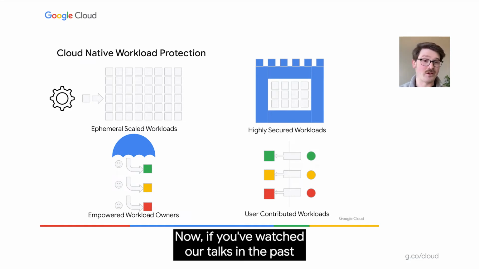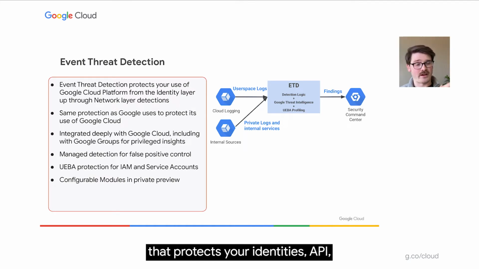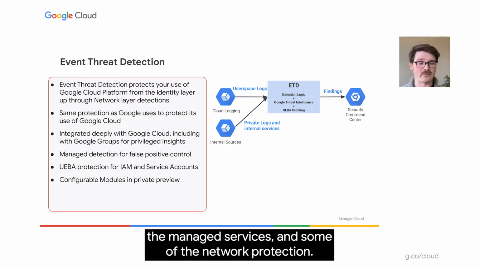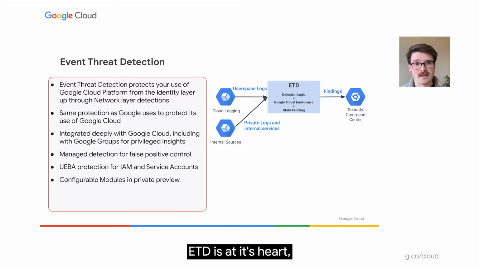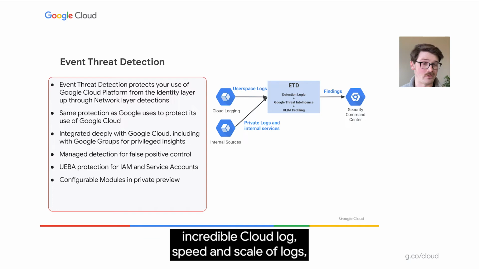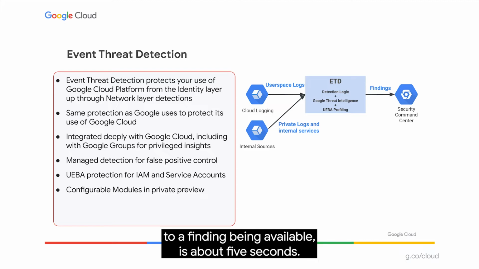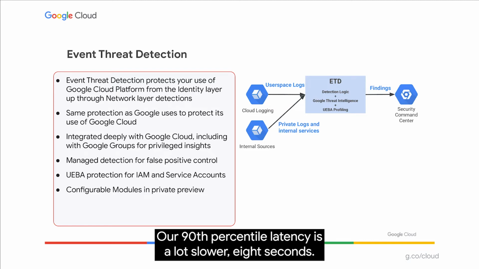Now, if you've watched our talks in the past, you've heard of ETD. This is the layer of protection that protects your identities, API, the managed services, and some of the network protection. ETD is, at its heart, a log processing pipeline that handles incredible cloud log speed and scale of logs, where our median end-to-end latency from an event happening to a finding being available is about 5 seconds. Our 90th percentile latency is a lot slower at 8 seconds.